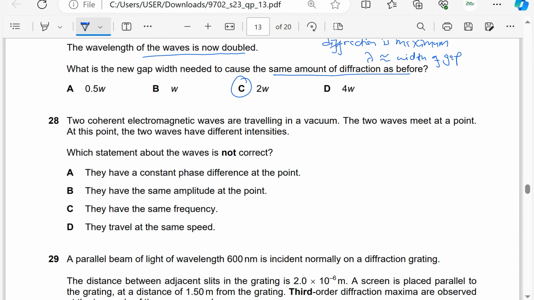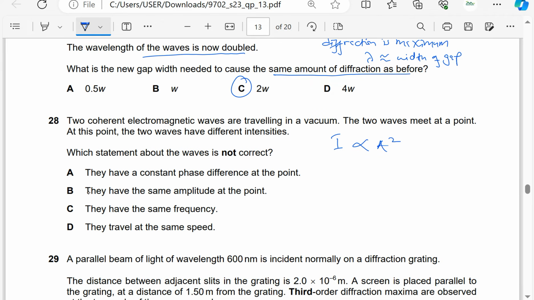Two coherent electromagnetic waves are traveling in a vacuum. The two waves meet at a point. They are coherent, meaning they maintain a constant phase difference. At this point, the two waves have different intensities. Which statement about the waves is not correct? I want you to remember intensity is directly proportional to amplitude squared.